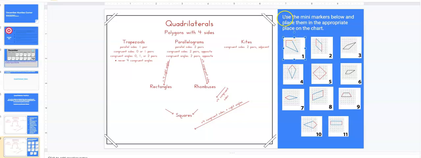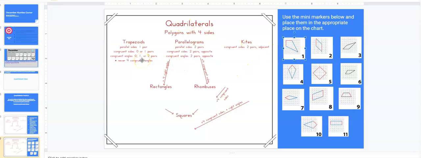For this activity, it says to use the mini markers below and place them in the appropriate place on the chart over here. So here it says quadrilaterals, which are polygons with 4 sides. And then we have the trapezoids, parallelograms, kites, rectangles, rhombuses, and squares. These are all quadrilaterals. So you have to decide where they're going to go over here.